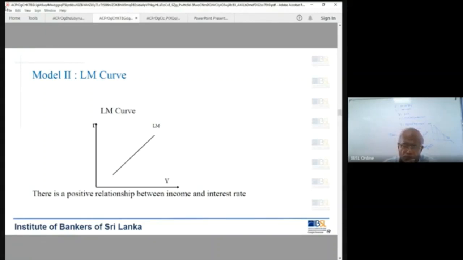The IS curve is downward sloping. The LM curve is upward sloping. The LM curve represents the equilibrium in the money market, the monetary sector. The IS curve represents the equilibrium in the goods market, or real sector. We divide the economy into two sectors, the real sector and the monetary sector, goods sector and money sector. Then you have two curves. The IS curve summarizes the goods market equilibrium. The LM curve summarizes the money market equilibrium.